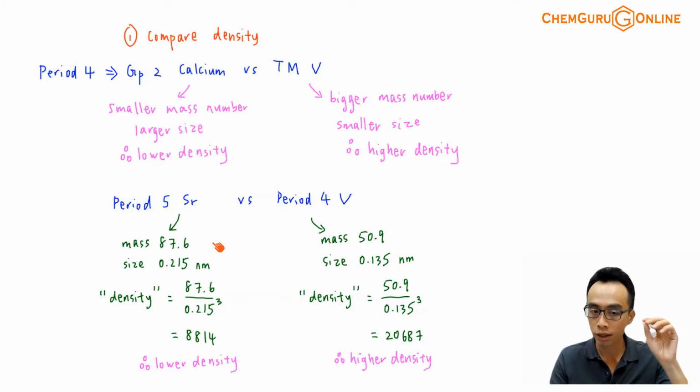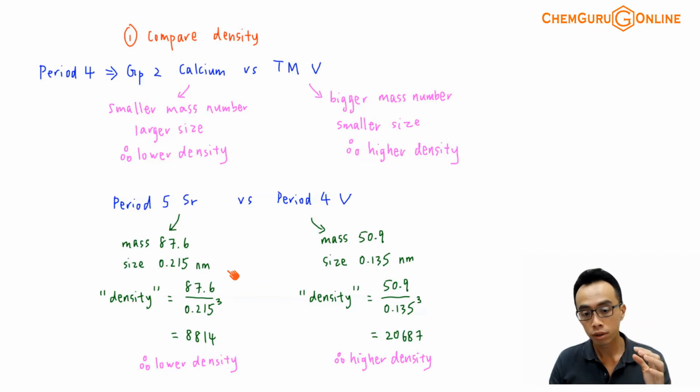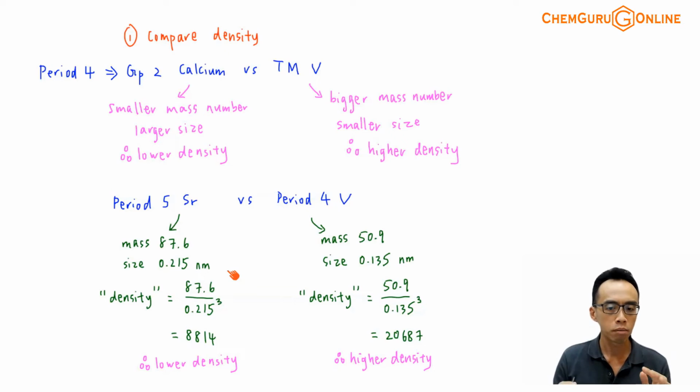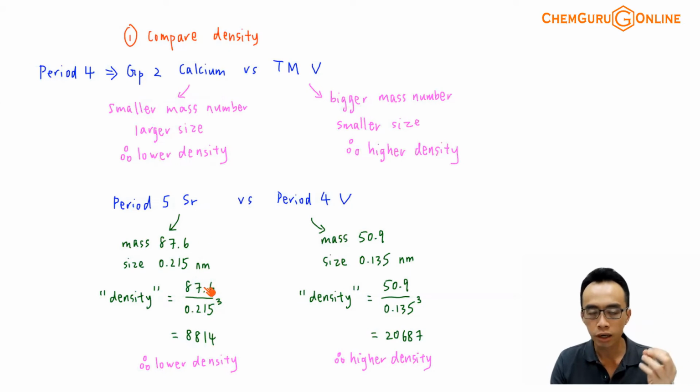I'll just make use of the mass of your atom. Then I just divide this by size to the power of 3, because your size is in terms of nanometer and volume is the radius to the power of 3. As mentioned, this is a very inaccurate way for me to compare density, but as long as I make use of this formula consistently for both of them, I don't need to determine the actual volume of your atom. I don't need to calculate an accurate density.